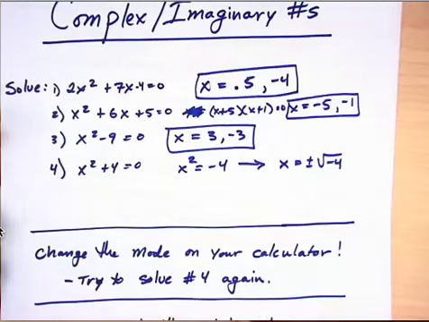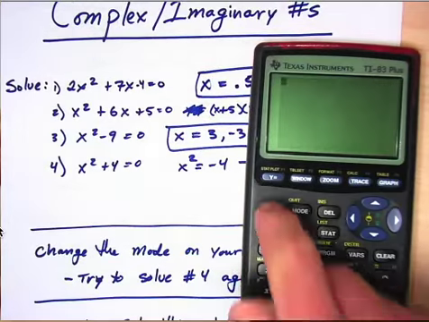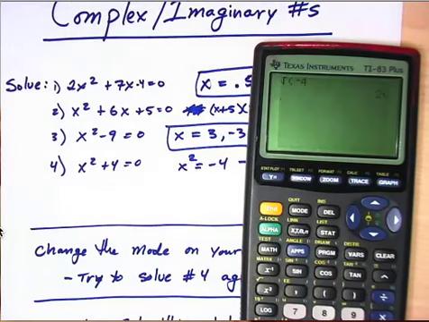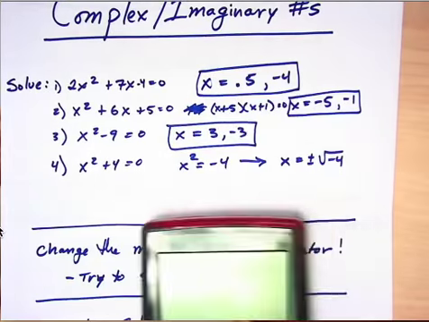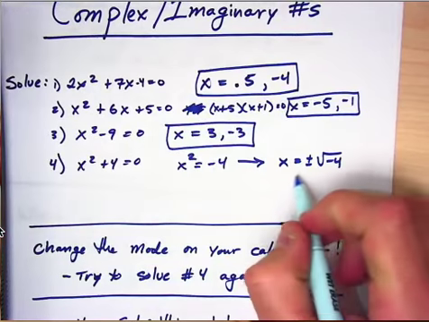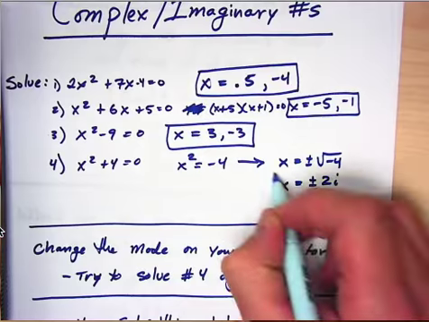So when you look at your calculator now and you actually try to solve this, try to go back and do the square root of negative 4. If I go second square root negative 4 now, you're going to see that there's an actual answer to this problem. Okay? So in other words, when I say plus or minus the square root of negative 4, the answer is going to be x equals plus or minus 2i.